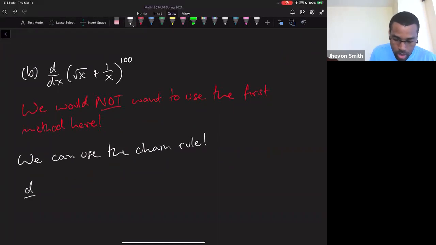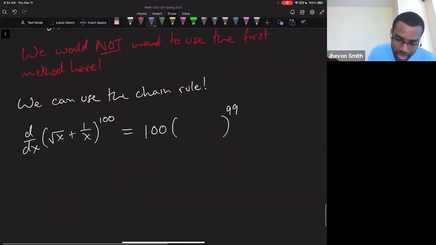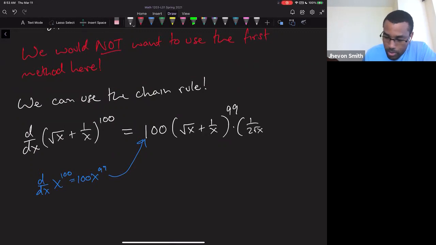So what we can do is, the derivative of square root of x plus 1 over x, to the 100th, equals, and again, this is something that I haven't told you yet, but I will very shortly. The derivative of x to the 100th power is actually 100 x to the 99th power. And I'm going to show you why in a little bit. Don't worry about it right now. But that's what we do. You differentiate the outer function, leave the inside function intact, then multiply by the derivative of the inner function. And that would be your answer.